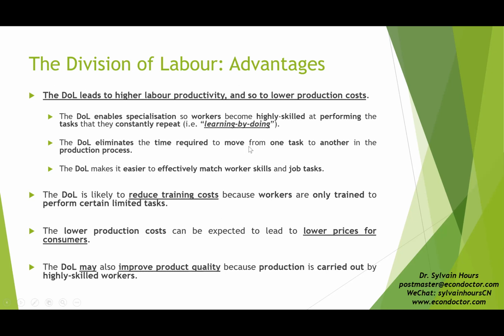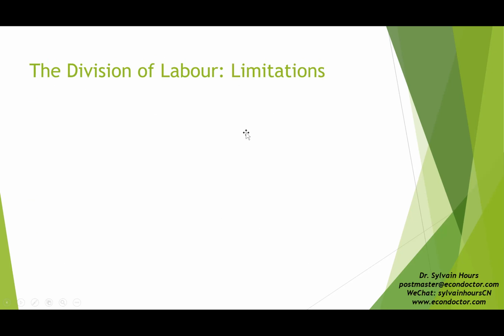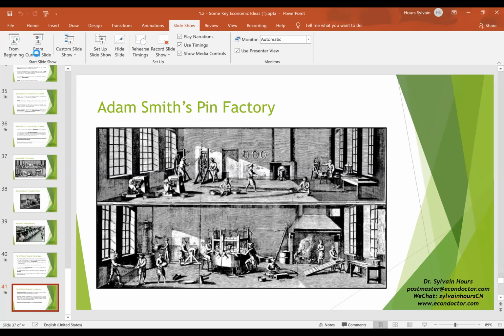Again, keep it simple for the advantages, and same thing for the limitations. Clearly, this creates a dependency on the other workers. This can create bottlenecks. Everything becomes connected, so if there is one tiny problem in the production process, the entire system might collapse.